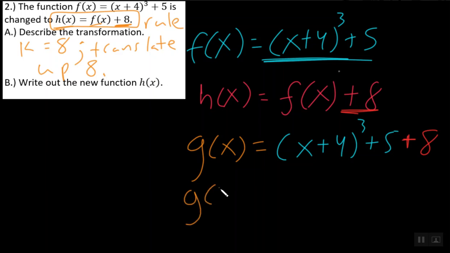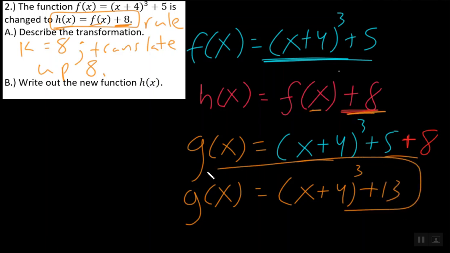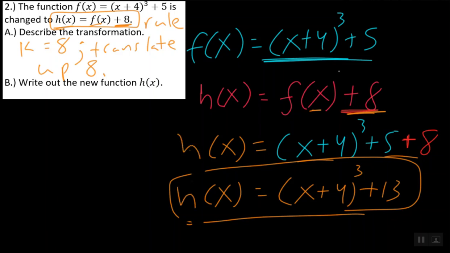And so in my new function, it will actually be this. x plus 4 cubed inside the parentheses doesn't change because nothing was changed inside that parentheses. And here outside the parentheses, we have that plus 8. Well, 5 plus 8 is 13. So this is our new function. Oh, and I'm so sorry, this shouldn't be g of x. This should actually be h of x. My apologies. Alright, since the rule says h of x, we have to write h of x.